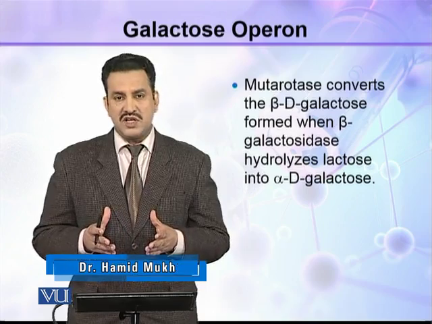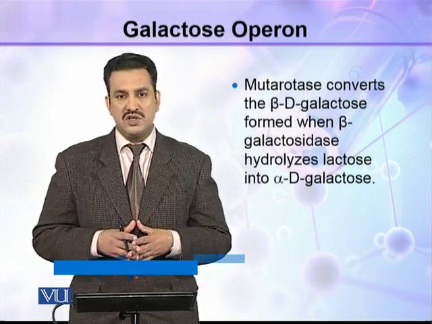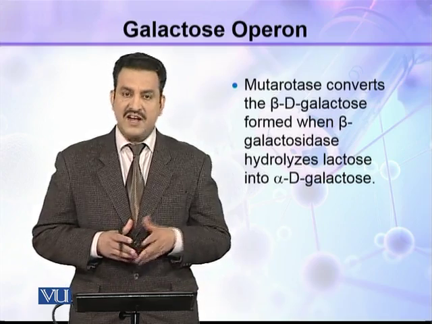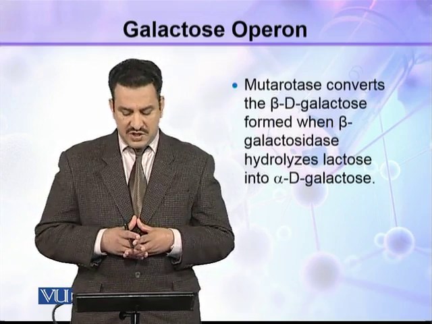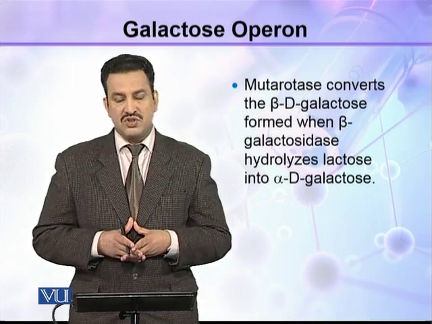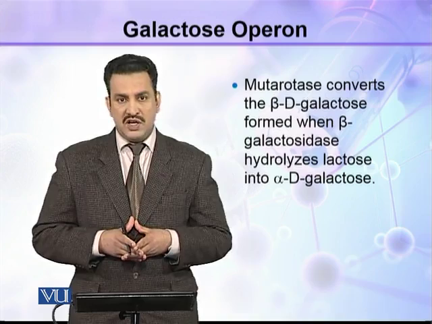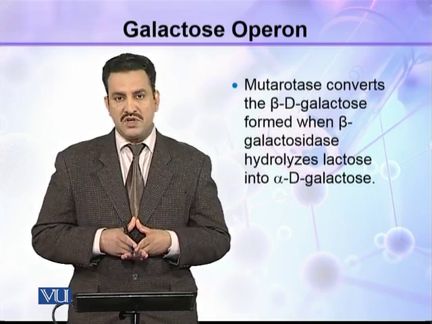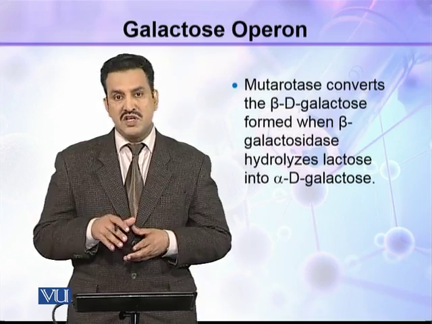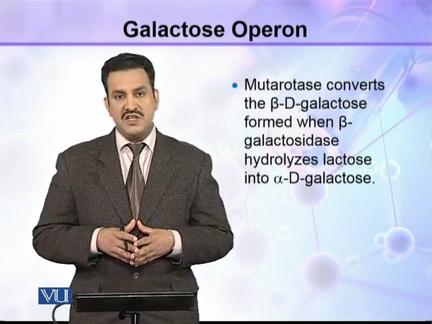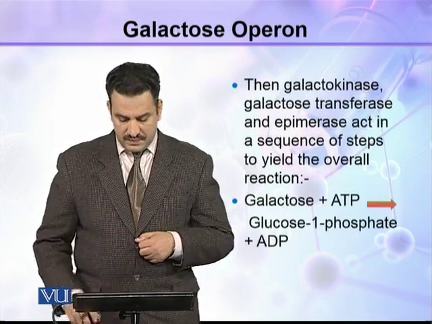Where did beta D galactose come from? Beta D galactose is formed when beta galactosidase acts on the lactose and converts lactose into galactose and glucose. So as a result of this reaction, beta D galactose is formed, and then this mutarotase converts this beta D galactose into alpha D galactose.